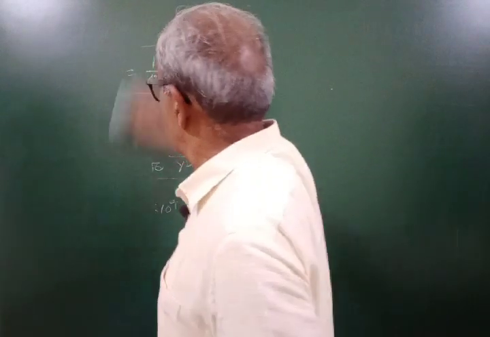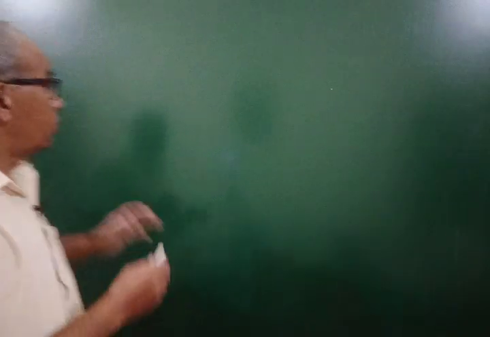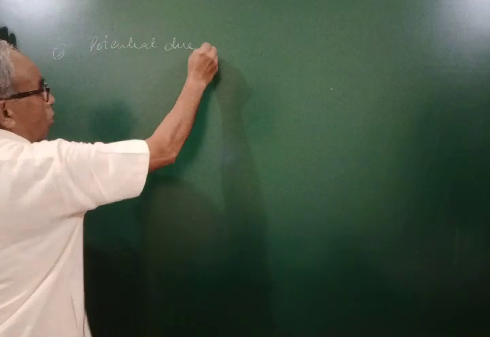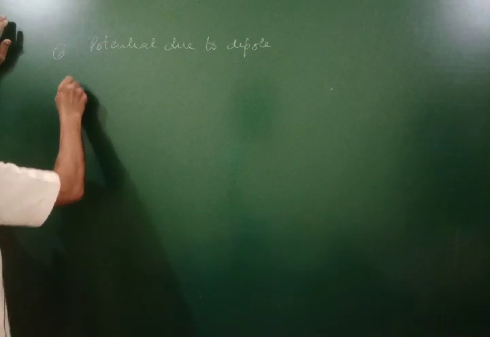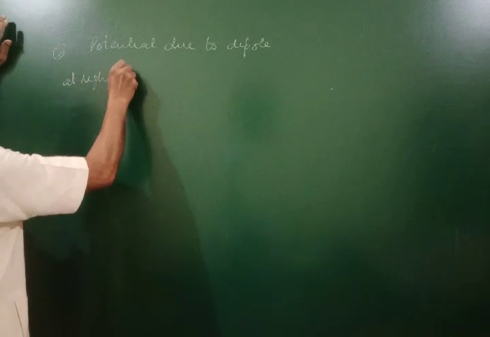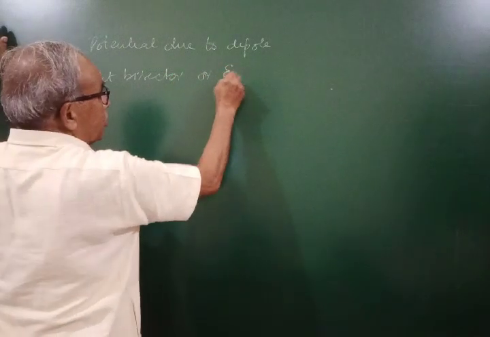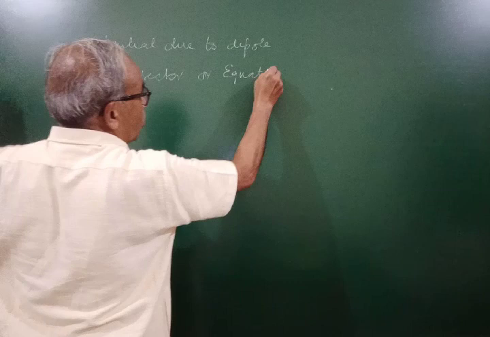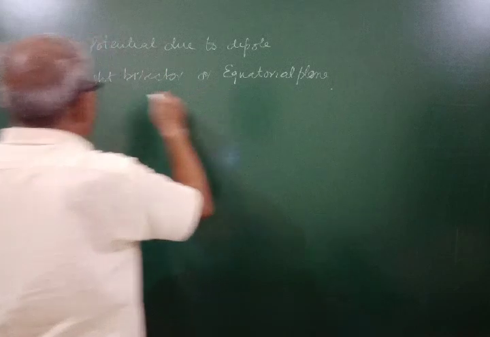Potential due to dipole at any point in equatorial plane, or potential of dipole, potential due to dipole at right bisector of axis, or equatorial plane. Equatorial word है, equatorial plane. Why the idea of plane is there?